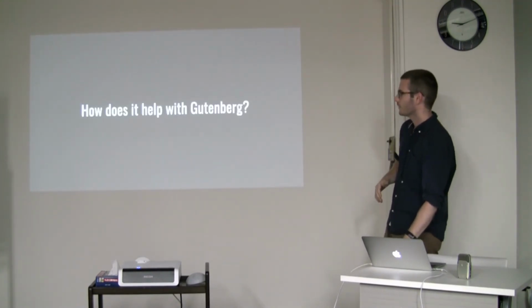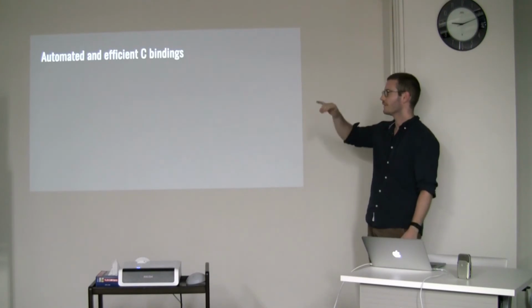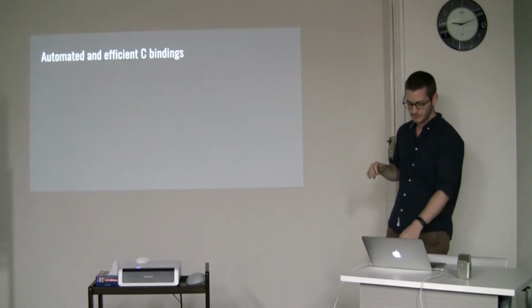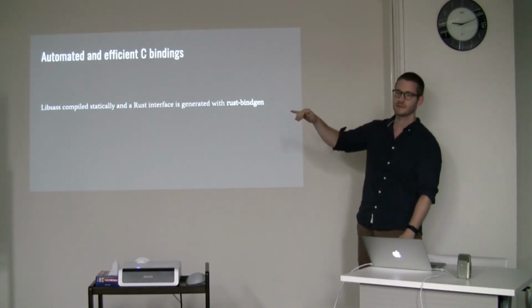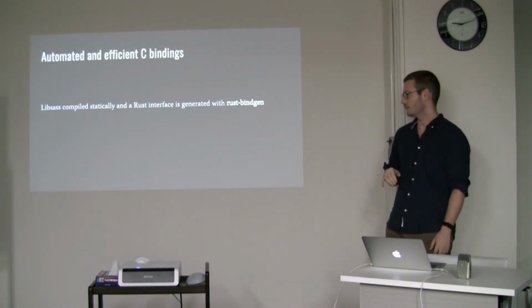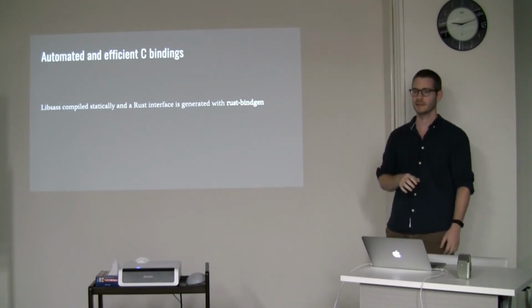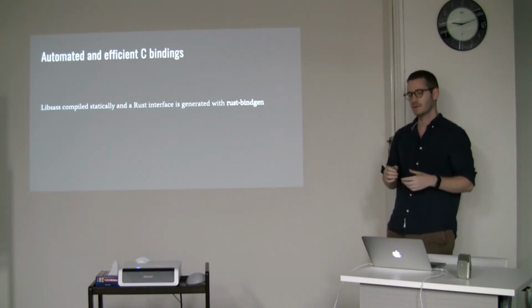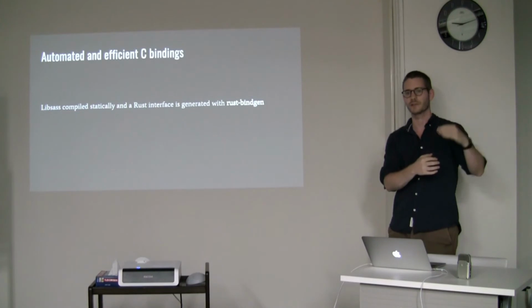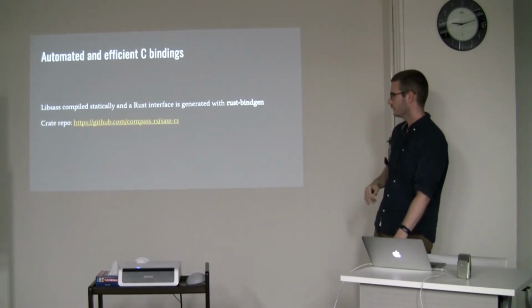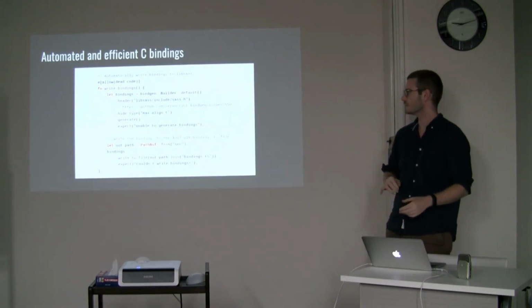So how does it help with Gutenberg? One thing I didn't really mention before is that you can easily do bindings to C libraries. In that case, I'm using libsass, which is the C++ implementation for Sass. I'm compiling libsass statically, which means it is integrated into my binary, and I'm automatically generating an interface to call all the functions present in that library in Rust. That's done automatically. If you want to see the source, it's this one. That's how Rust looks.